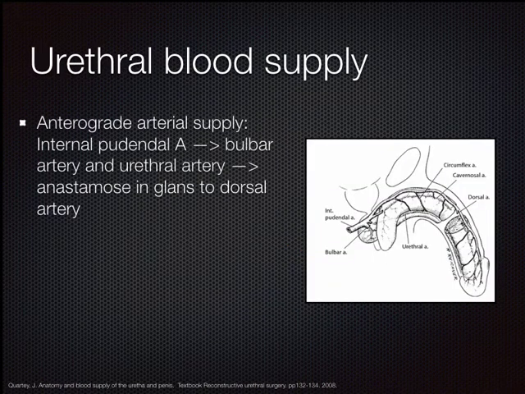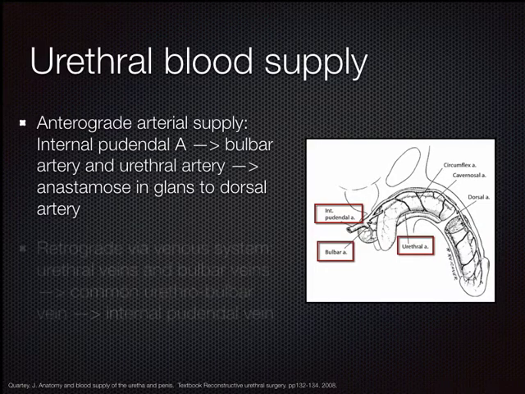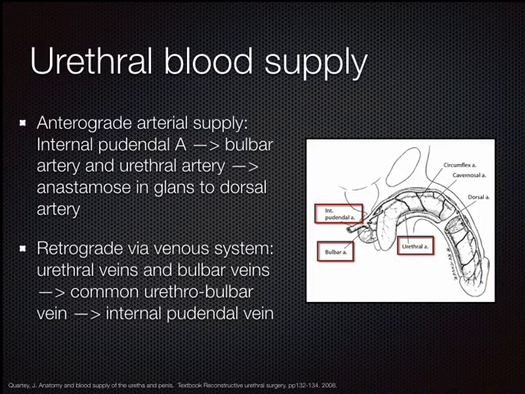The antegrade arterial blood supply to the urethra is sourced from the internal pudendal artery, which gives off branches to the urethral artery and bulbar artery, which then run the length of the penis and go to the glans, where they anastomose with the dorsal artery. The retrograde blood supply comes from the venous system, and again you have the urethral and bulbar veins that run alongside their respective arteries, and then they join in the bulb to form a common urethral bulbar vein, which then drains into the internal pudendal vein.